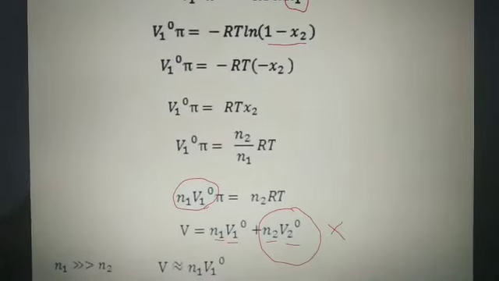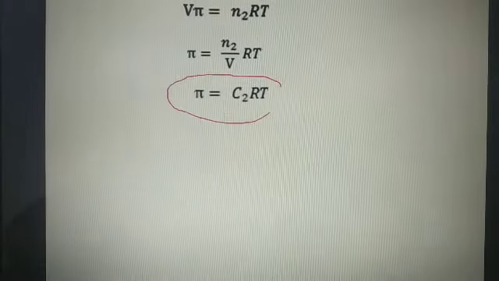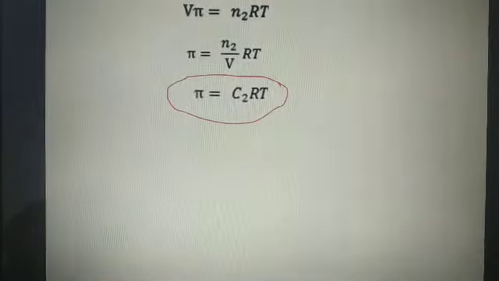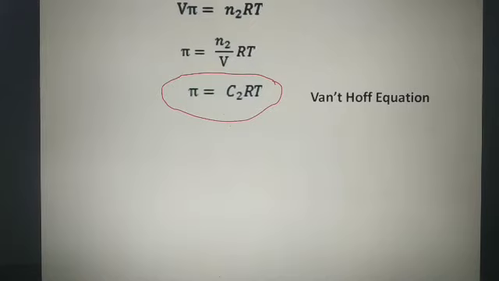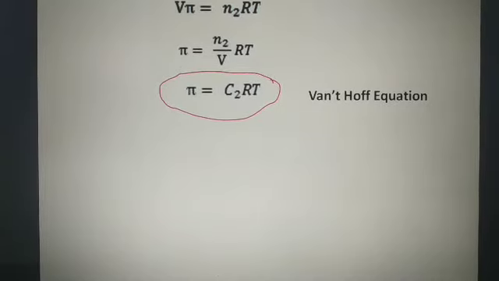So in the further equation, let us substitute this value. We will get V into pi equal to n2 into RT, and when further modified, pi is equal to n2 upon V RT, that is pi equal to CRT. That is the equation for the osmotic pressure, and this is the Van't Hoff equation for dilute solutions. There is a mention of this Van't Hoff equation in your book, in your syllabus. So that is the Van't Hoff equation, pi is equal to C2 RT. This is also the derivation.